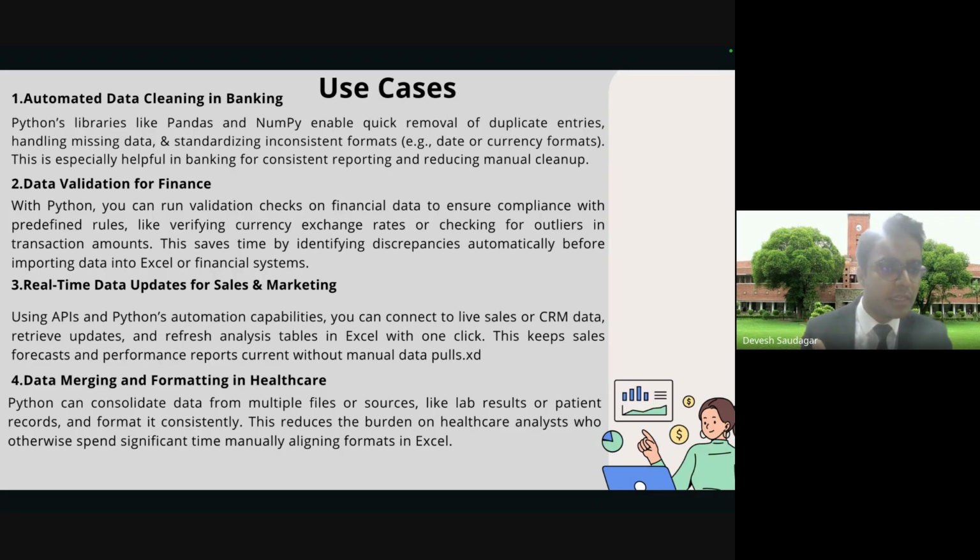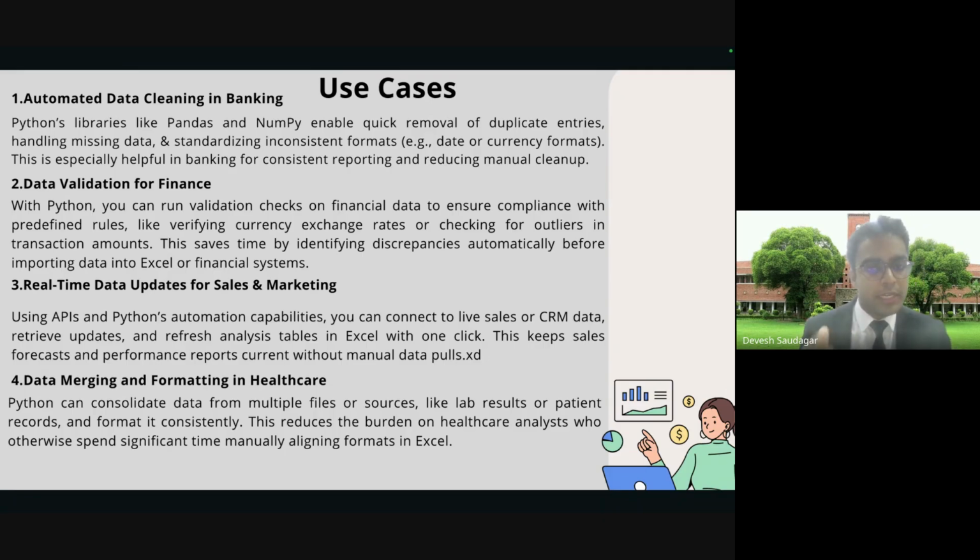Now, the second point over here is about data validation for finance. In this, you can clearly read that with Python, you can run validation checks on financial data to ensure compliance with predefined rules. And over here, we have an example of SBI. SBI uses Python to validate daily data transactions for its compliance checks. And over here, in the next point, we have real-time data updates for sales and marketing. And also, we have data merging and formatting in healthcare systems.